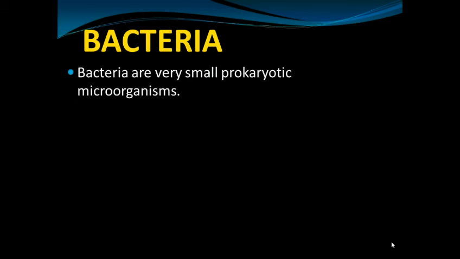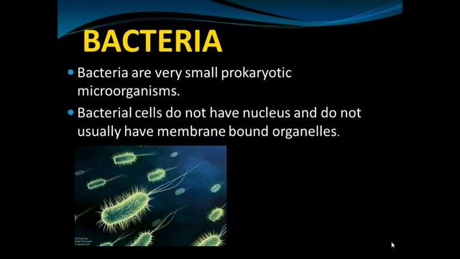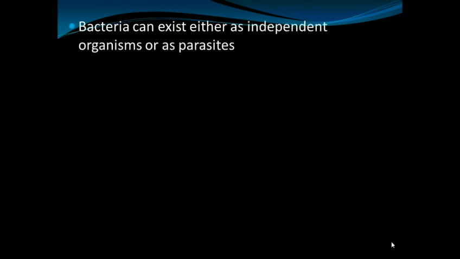Okay, so what are prokaryotic microorganisms? Just now we saw that an organism which lacks nucleus are called as prokaryotic microorganisms. Okay, so bacteria cells do not have nucleus and they do not usually have membrane bound organelles. Okay, so these are the pictures of bacteria we saw, right? And we saw that the bacteria can exist either as independent organisms or as parasites. Parasites means they live on another organisms.